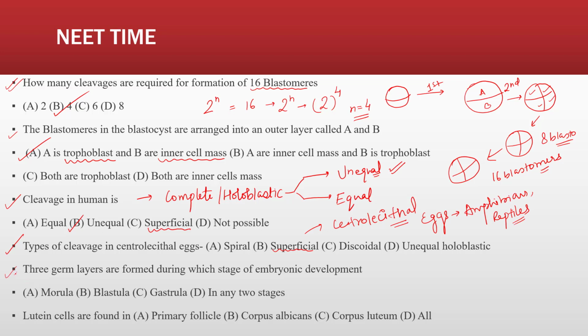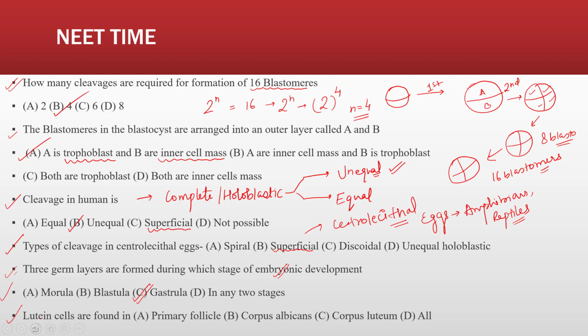The three germ layers are formed during which stage of embryonic development? The germ layers ectoderm, mesoderm and endoderm are actually part of gastrulation, meaning the formation of the gastrula. So the germ layers ectoderm, endoderm and mesoderm basically arise in the gastrula, or during the process of gastrulation.